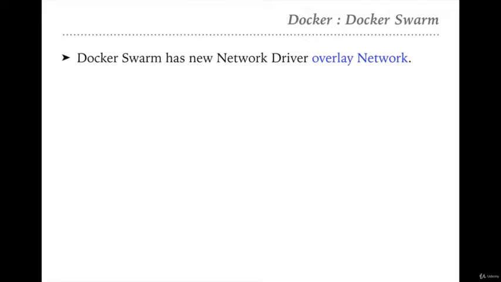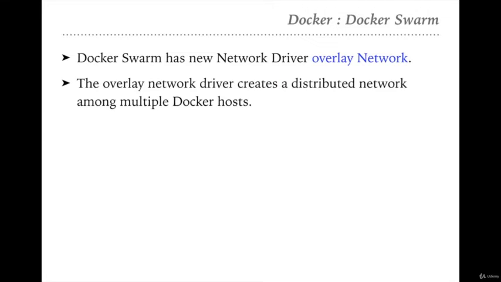When we are talking about Docker Swarm networks, Docker Swarm works with a completely new network called the overlay network. Overlay is a driver which is used to set up the networking for Docker swarms. The overlay network driver creates a distributed network among multiple Docker hosts. It means when we are setting up a Docker cluster, we are setting up multiple Docker hosts in a Docker swarm. In that case, the overlay network will create a network system which will distribute the network on all the hosts connected with the Docker swarm.